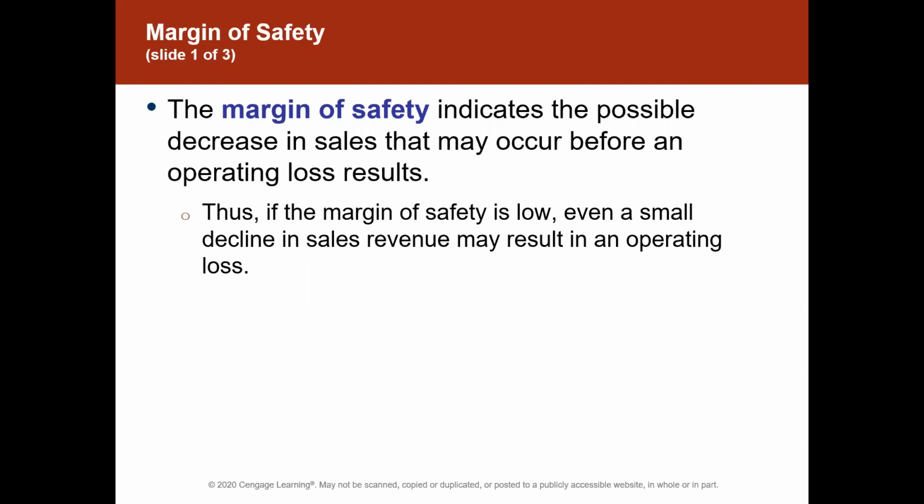The usefulness of knowing the margin of safety is it tells us our risk. It's an assessment of risk. What if we're wrong? What if something that we plugged into that model, the CVP analysis, turns out to be wrong? How critical is that going to be to our results?